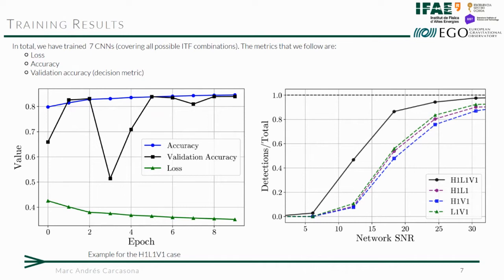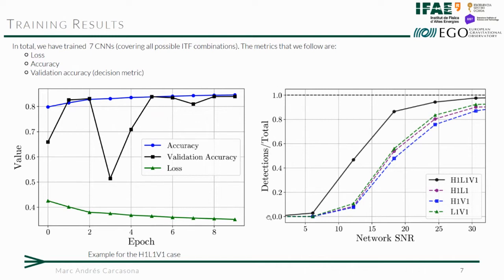Now, on the image on the right, what we can plot is the fraction of detected events compared to the total number of injected events as a function of the network SNR. And as you can see, the best combination that we have is basically when we use the information from the 3 interferometers, as we would expect.